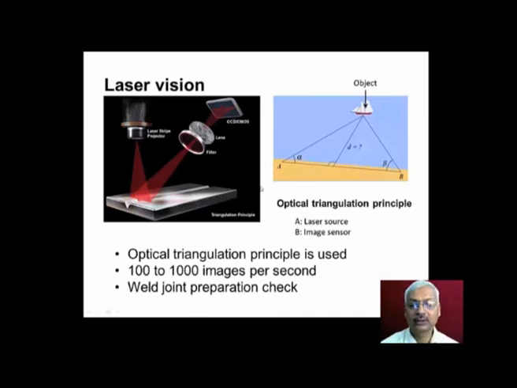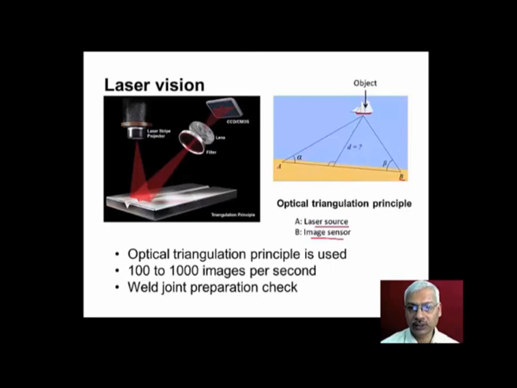Now in the laser vision, optical triangulation principle is used. The principle is like this. This is A, laser source, and this is B, image sensor, and this is the object which is to be inspected.